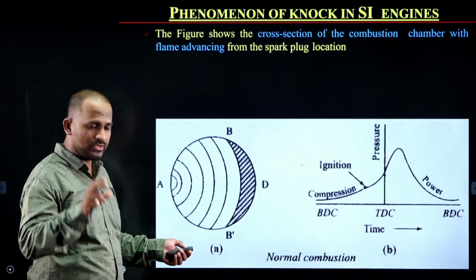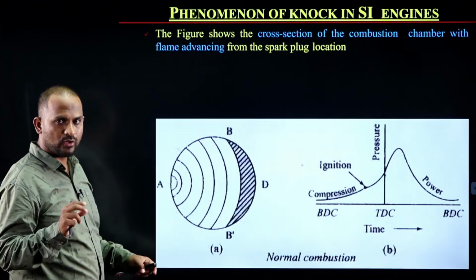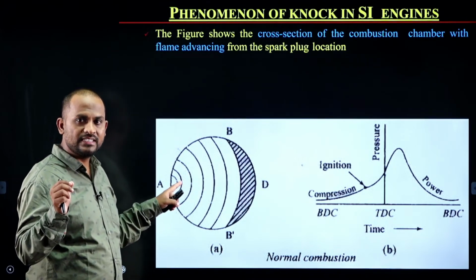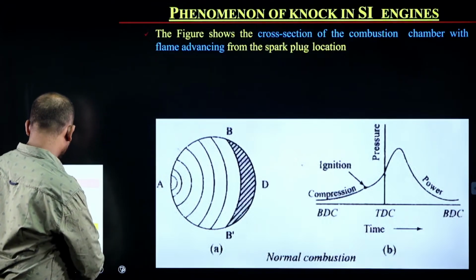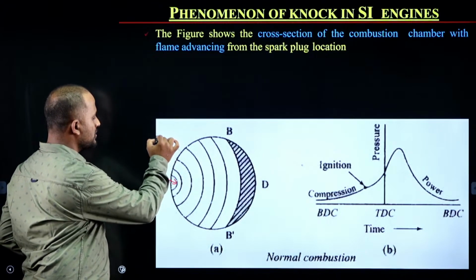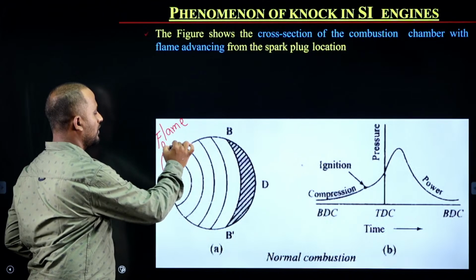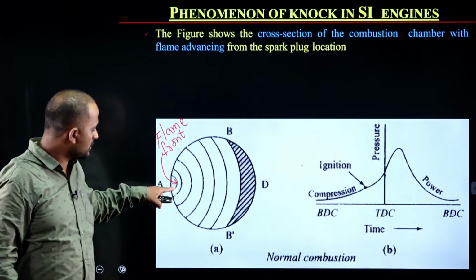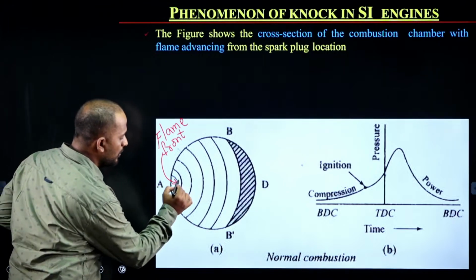So here, suppose this circle is a cross section of the combustion chamber. Now at point A, the spark is initiated and it creates a flame, and that flame is called the flame front. The first flame which is created by the spark is called the flame front. Now this flame front will propagate like this.